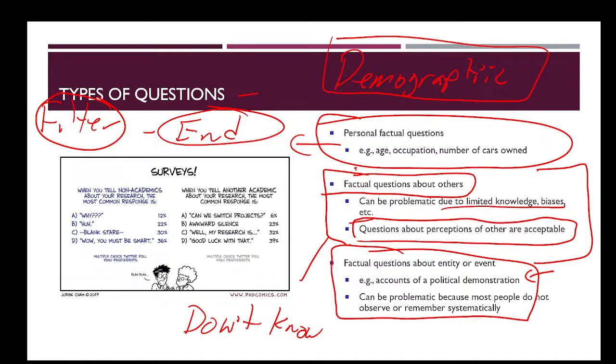They can be problematic because most people might not know anything about it or observe it systematically, so you're not sure what people will know. You can use those questions as filter questions as well. Let's say you're really interested in people's opinions of the trucker convoy. You might want to ask them factual questions about the trucker convoy so that you can filter out the people who have a solid basis of knowledge on which to form an opinion, and those who maybe heard about it casually and don't know enough. So you can use these as filter questions as well.